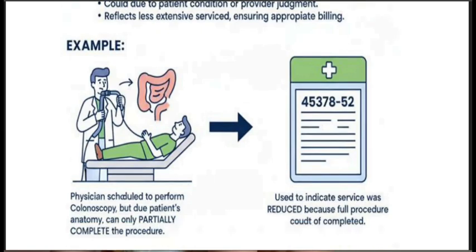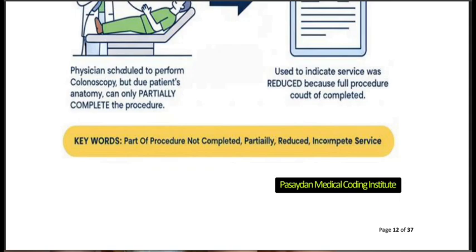Here is an example: a physician is scheduled to perform a colonoscopy, but because of the patient's anatomy it is not possible to complete, so the physician can only partially complete the procedure. The anatomy of the patient is not proper to perform the colonoscopy, so the service is reduced. In that case we give the 52 modifier for the reduced service. Keywords: part of the procedure not completed, partially reduced, or incomplete service.